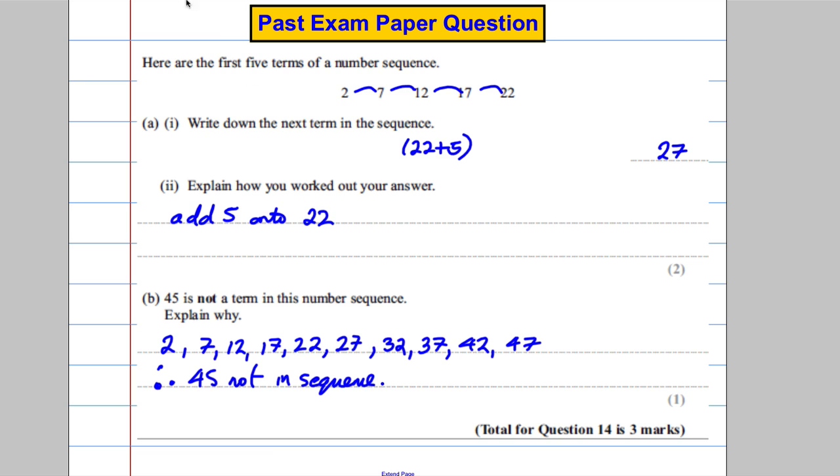Okay, you could also say that the terms in the sequence always end in 2 or 7, not 5. That was an alternative way. Okay, so there were 2 ways to do that one. Simple as that. Nice, easy question. Have a go at another one.